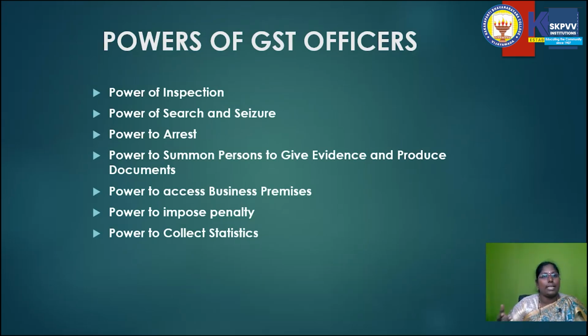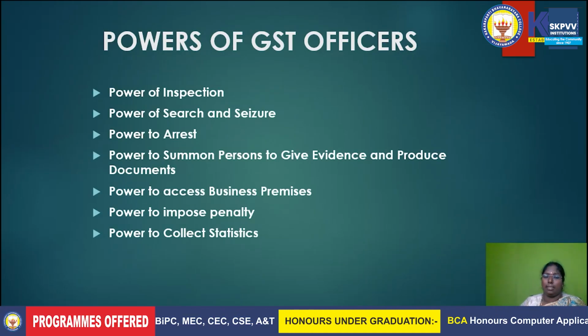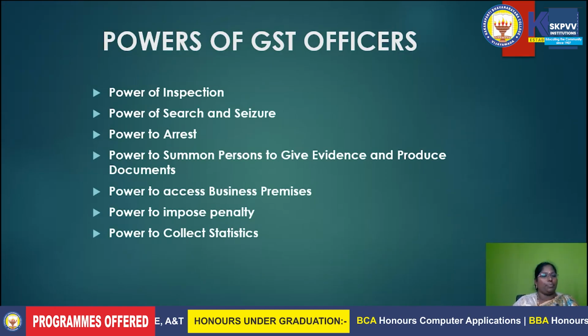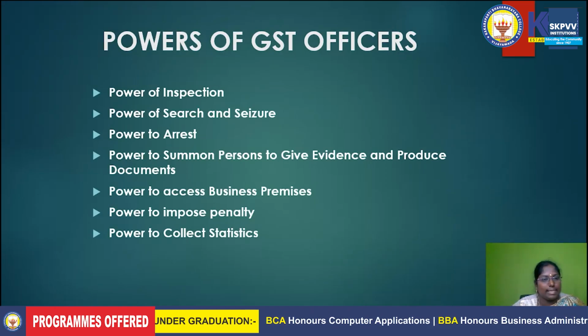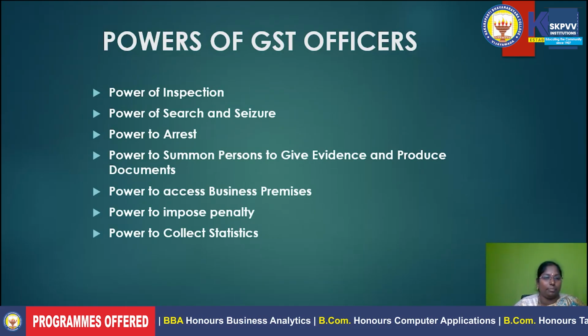Next, power of search and seizure. After inspection and searching, if they find any inconvenience, fraud or misdeeds, they can seize the business or company. There is a power to seize also. Then third, power to arrest. After inspection, searching or seizing, when they are not satisfied with the punishment given, they propose to the administrators or officials to arrest the particular vendor or owner.